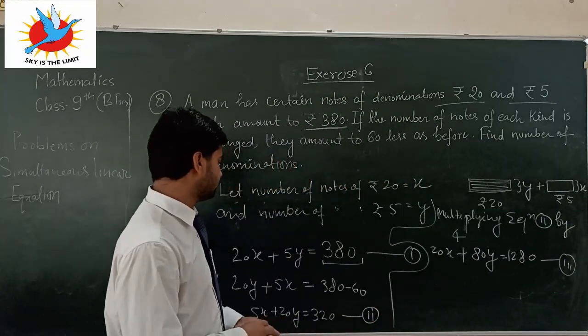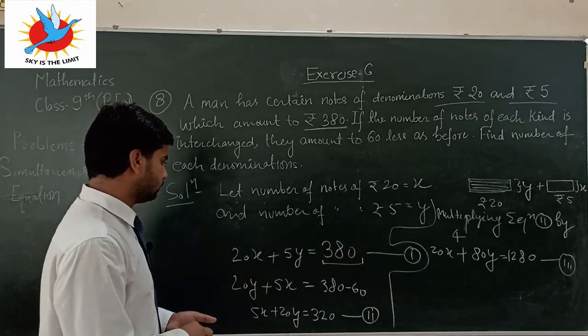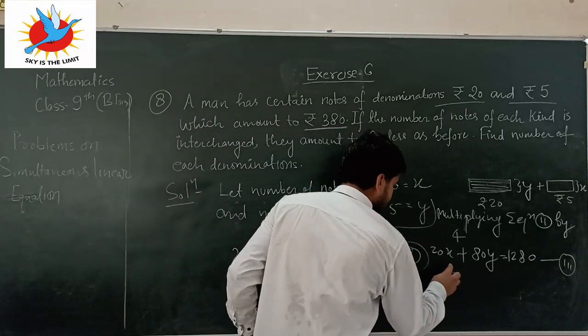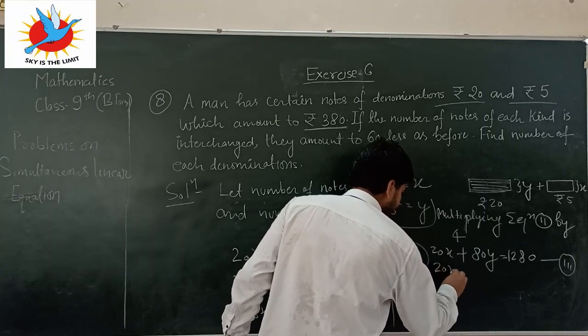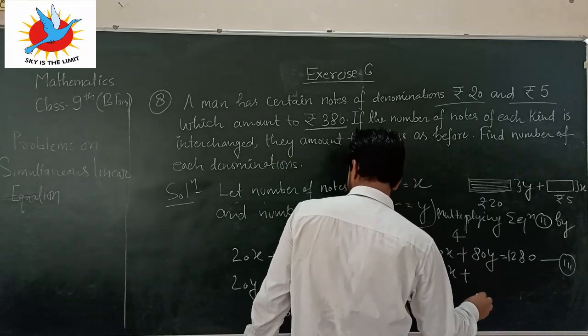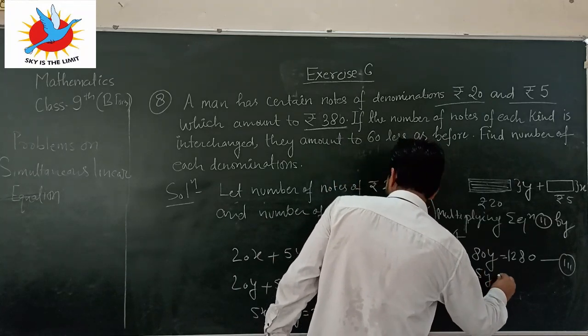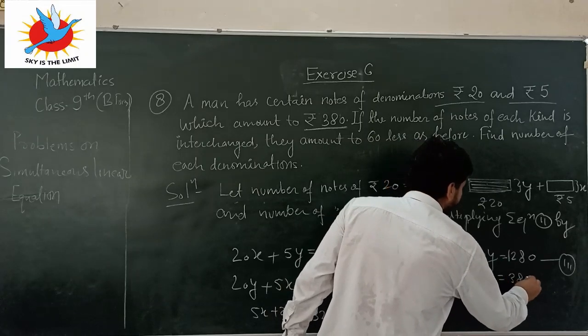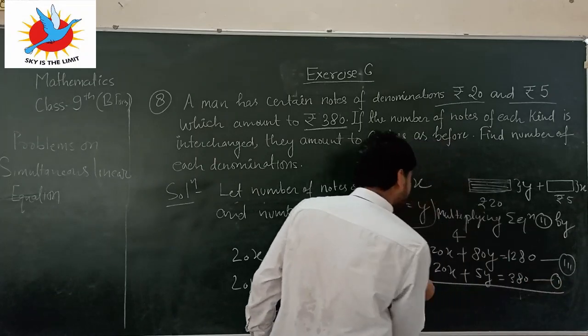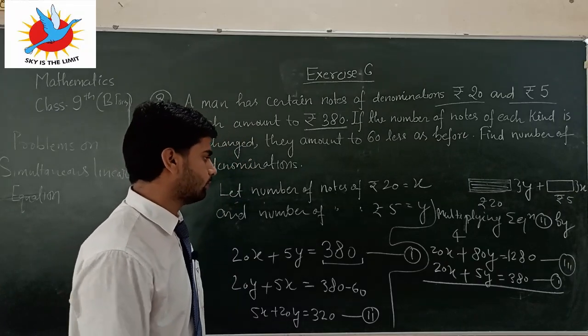So we are going to eliminate this x. Write down equation 1 below this. Equation 1 is 20x plus 5y equal to 380. Okay, equation 1. Now subtract equation 1 from equation 3.